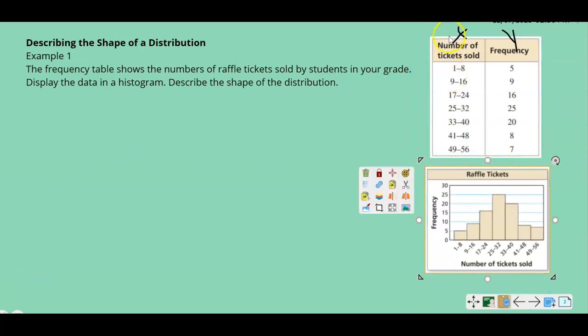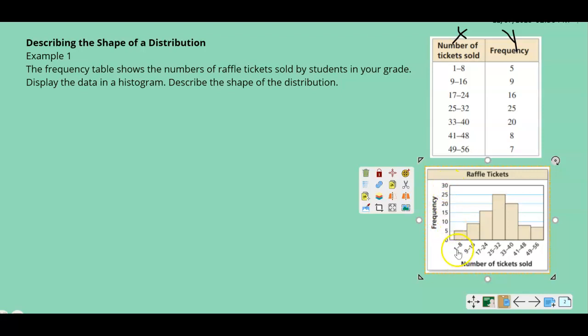All right, so again, you can see the x-axis here. Those number of tickets sold will go along the horizontal axis or the x-axis, like I said. And then the frequency, the y values, and since these go from 0 to 25, you can see they went by a scale of 5. So as long as it jumps up by even numbers, you can go by 1s, 2s, 5s, 10s, whatever you need to go by. But they went by 5s in this case.